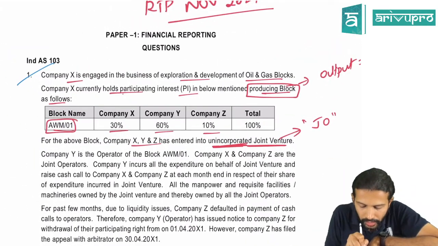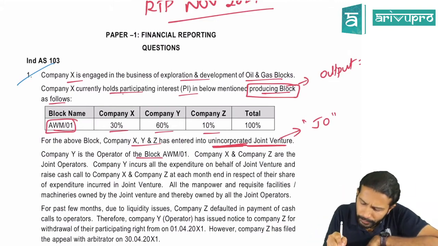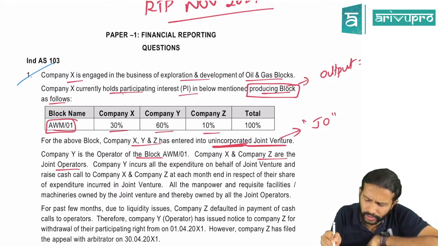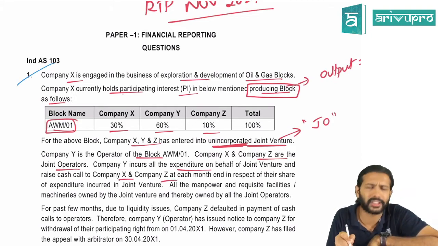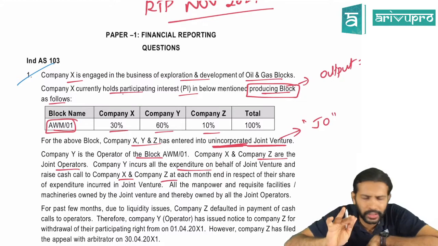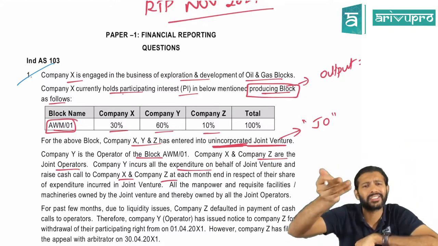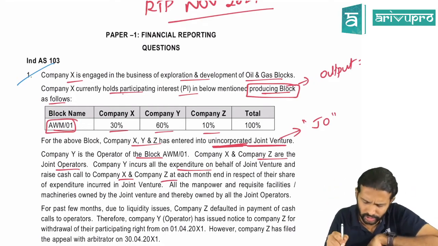The company Y is the operator of the block. So he has taken the lead role. Company X and Z are the joint operators. Fair enough. Y incurs all the expenditure on behalf of the joint venture and raises cash calls to company X and Z. So initially Y will make all the expenditure. Later he will ask X and Z for their respective share, and Y will collect it from them. That's all they're doing.